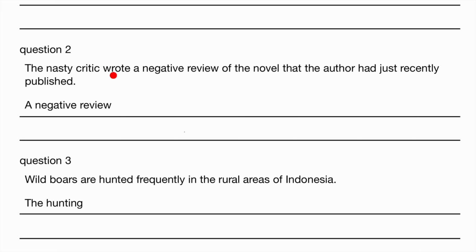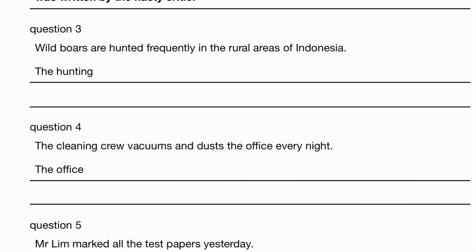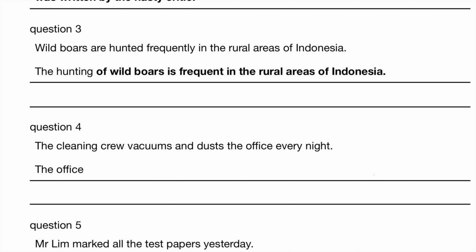The nasty critic wrote, in the past tense, a negative review of the novel that the author had just recently published. So, a negative review of the novel that the author had just recently published was written by the nasty critic. Wild boars are, present tense, hunted frequently in the rural areas of Indonesia. So, the hunting of wild boars is frequent in the rural areas of Indonesia.